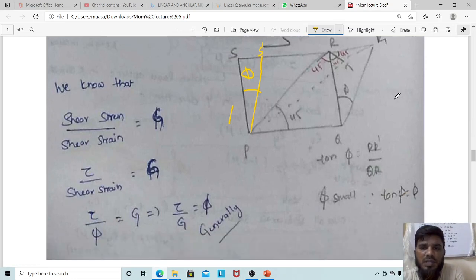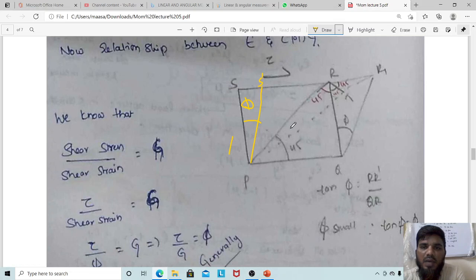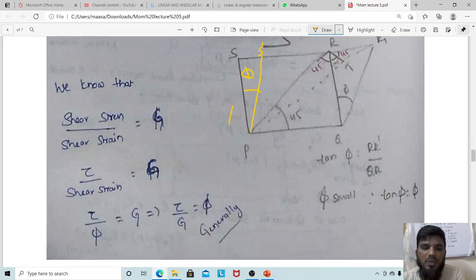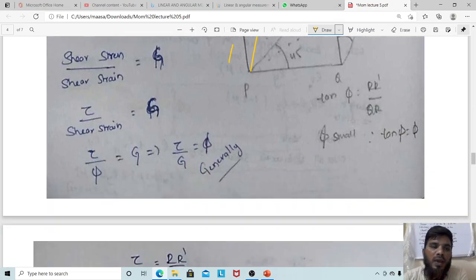Similarly, once you know that this is phi, you can find the relationship between this axis and this value by taking tan phi. We know that tan phi is equal to opposite by adjacent. What is opposite? R dash, and what is adjacent? This is QR. If phi is small, generally we can consider tan phi is equal to phi. Now shear stress tau by phi is equal to G, so tau by G is equal to phi, where G is the modulus of rigidity and phi is strain.